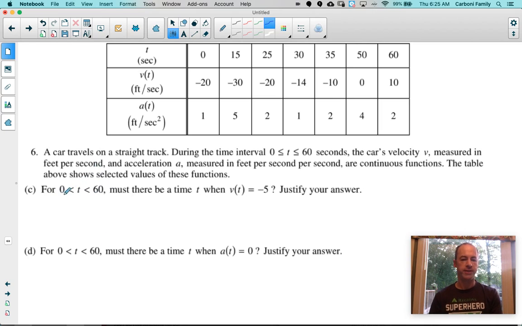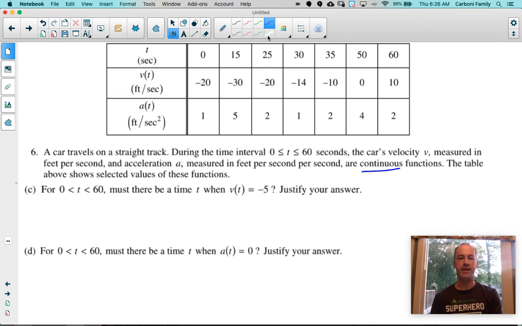Looking at parts C and D of this question, both of these are theorem questions. So the first one says, is there a time for which velocity is equal to -5? And when I see something like that, notice it just directly says velocity. My first thought is intermediate value theorem, which is applicable because the function velocity is continuous. And so all I'm going to do is try to see anywhere that I would have to cross -5.